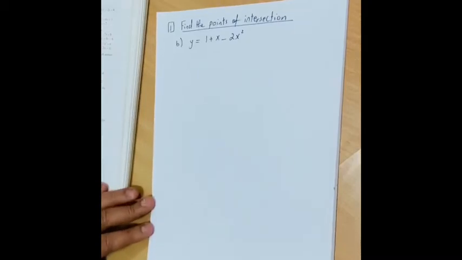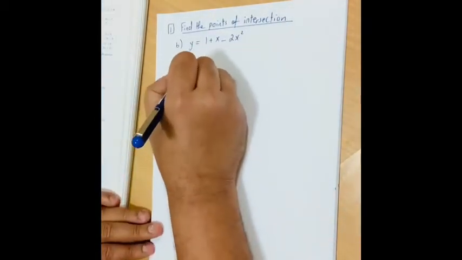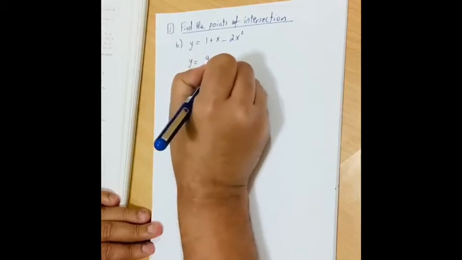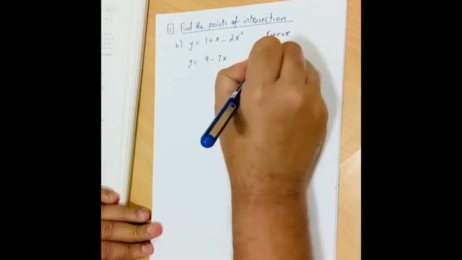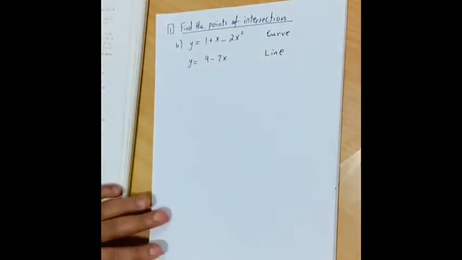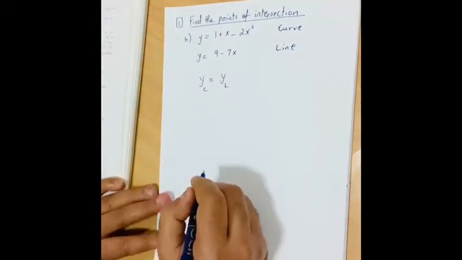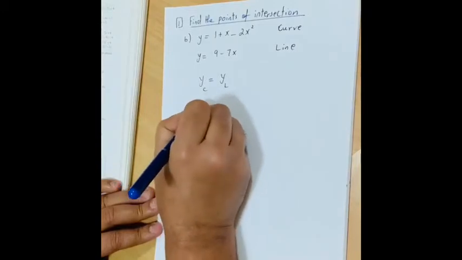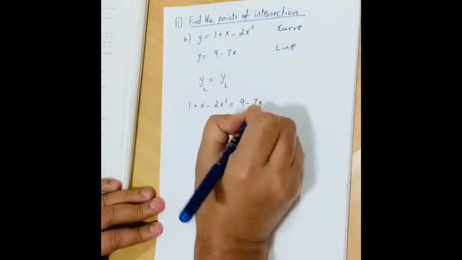As you have now, this is the equation of the curve, a quadratic, a parabola. And the other equation is 9 minus 7x. So this is the curve, and this is the line. First of all, if you want to find the intersection point, you set y equal to y. Y of the curve is equal to y of the line. So you write 1 plus x minus 2x squared equals 9 minus 7x.